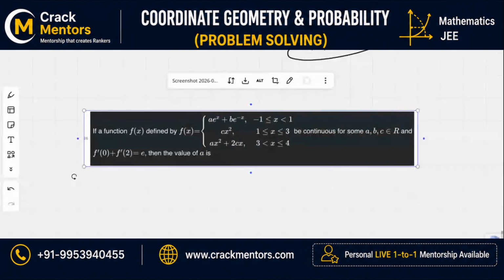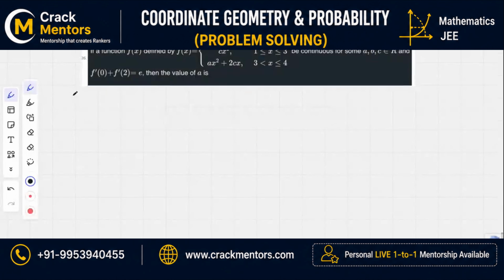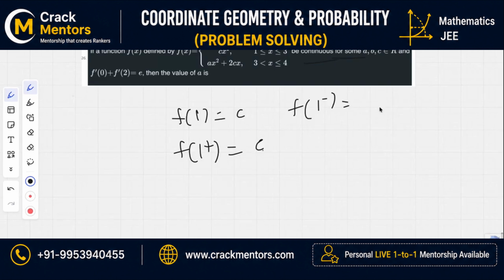So can you see my screen, right? Okay. Yeah. Okay, function f(x) is defined by this, whatever, continuous for some. Okay. First thing continuous. So let's do that. So for f of 1, how much is it? Is it c? Then for f of 1 plus, how much is it? It's c again. Then f of 1 minus, how much is it? I think it is a e plus b e minus 1, correct?